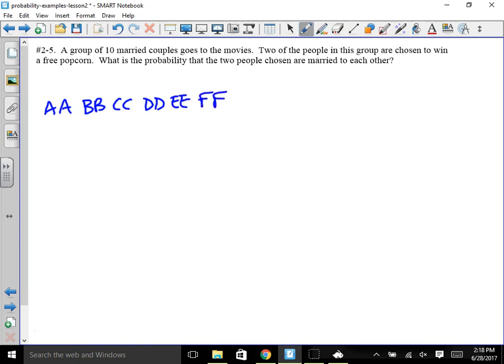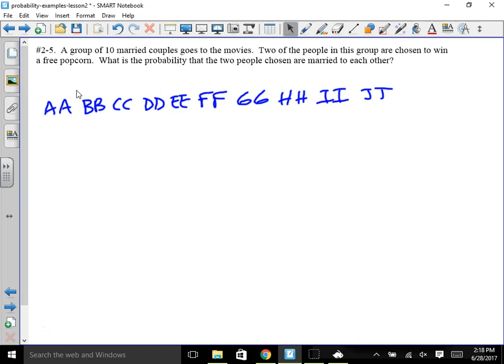There's supposed to be 10 couples, so 1, 2, 3, 4, 5, 1, 2, 3, 4, 5, 6, 7 couples, 8 couples, 9 couples, 10 couples. Okay, so each of these letters represents a person, and the ones that match are couples. Okay, so it says 2 people are chosen to win a popcorn. What's the probability that the 2 are married to each other?